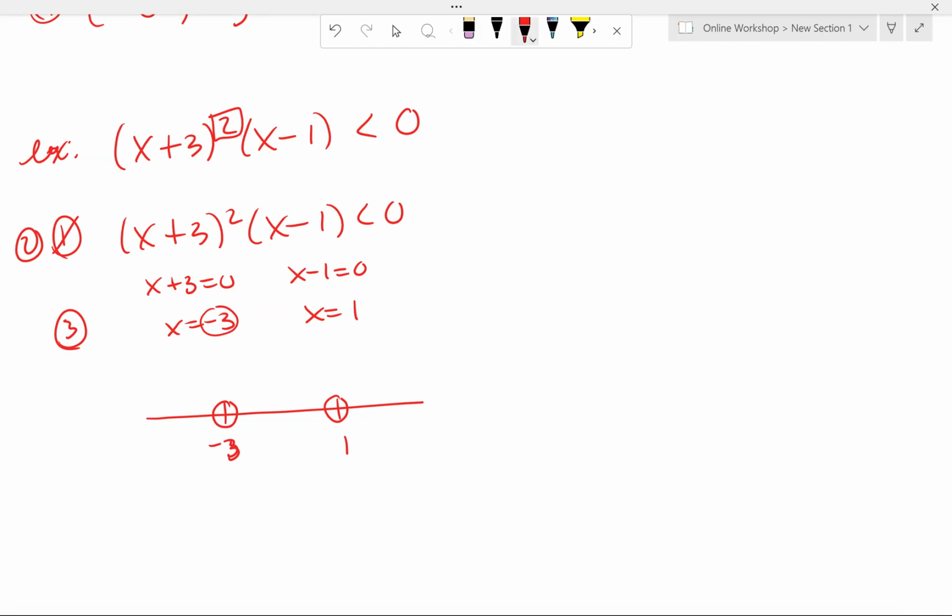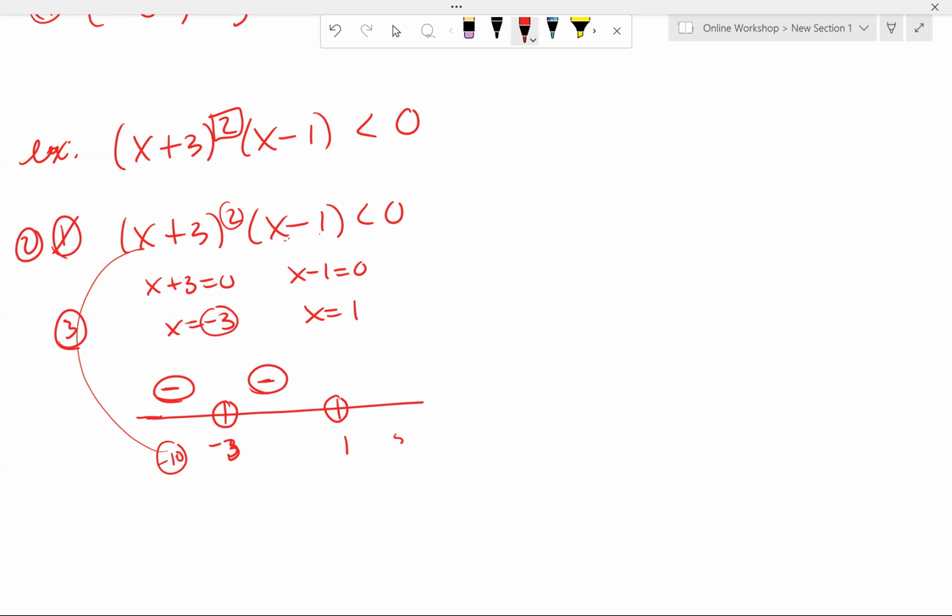How do you know? Pick any number for x to the left of -3 on the number line, like -10. You put that in for x, and -10 plus 3 is a -7. But you should know anything squared is a positive. So this is a positive number. And when x is -10, -10 minus 1 is a -11. And a positive times a negative is a negative. That means if you use my shortcut, it's got to be negative on both sides. Why? Because it came from an even multiplicity.